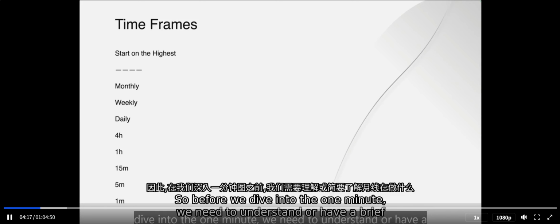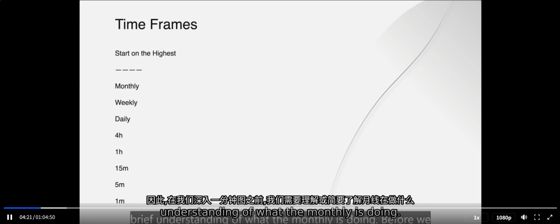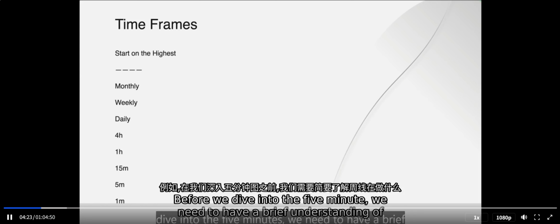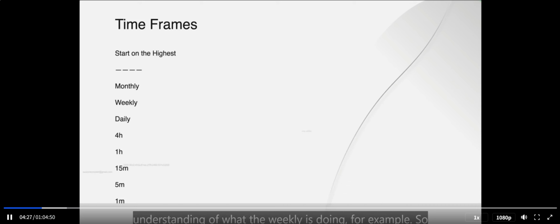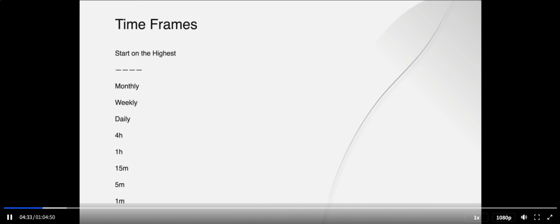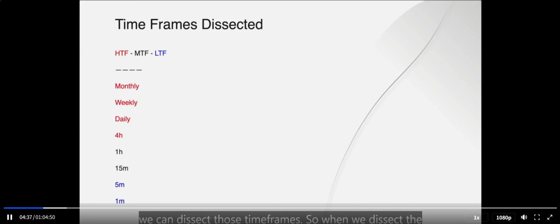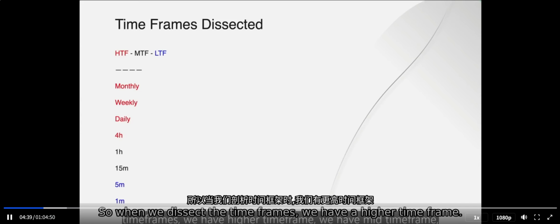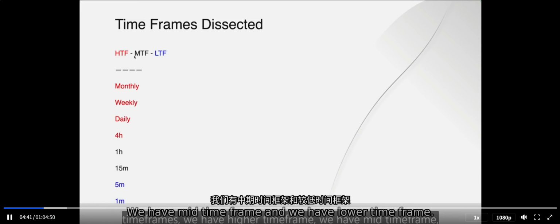So before we dive into the 1 minute, we need to understand or have a brief understanding of what the monthly is doing. Before we dive into the 5 minute, we need to have a brief understanding of what the weekly is doing, for example. So that is very important, understanding the time frames, starting on the highest one, then working our way down. Now, we can dissect those time frames. So when we dissect the time frames, we have higher time frame, we have mid time frame, and we have lower time frame.